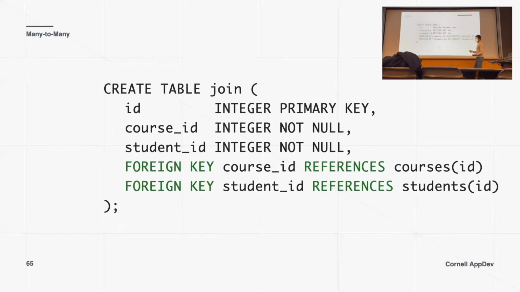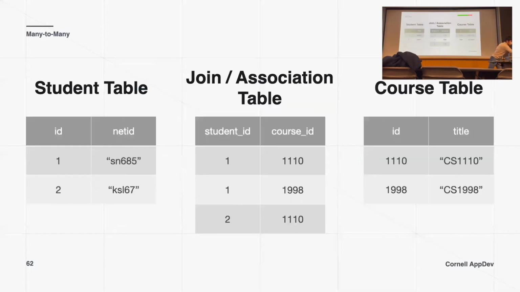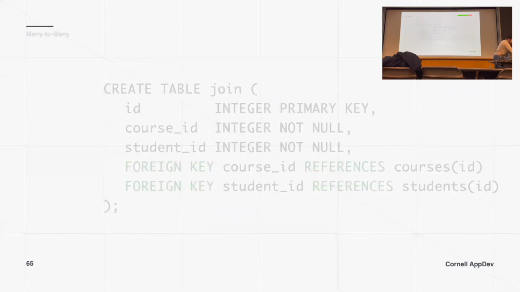Here's the join table, right? In a depiction earlier, if you don't recall it, I'll just scroll back to it real quick. You can see that neither of our tables have the foreign key column. We just have a third table called the join or association table. So that's the creation of this right here.